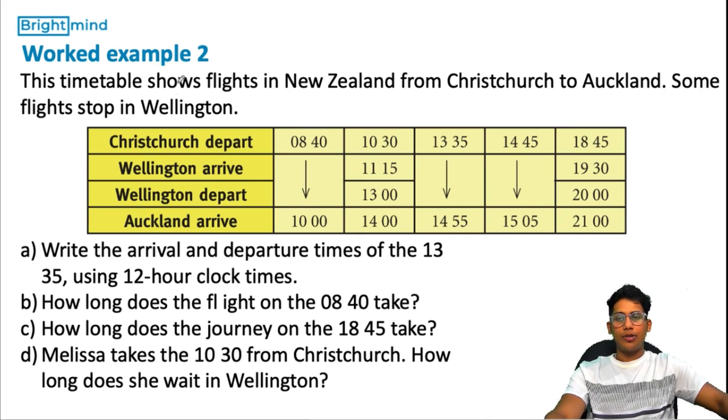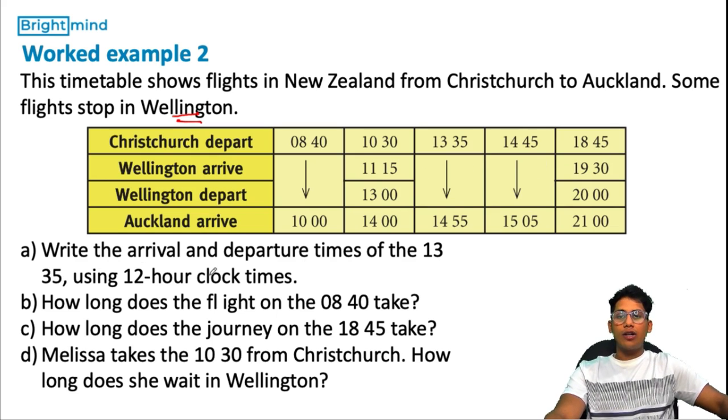Here's worked example number 2. This timetable shows flights in New Zealand from Christchurch to Auckland. Some flights stop in Wellington. So we have the departure from Christchurch, and then the Wellington arrival is at this time, and then the Wellington departure is at this time, and then they directly arrive at Auckland. Some of the flights arrive directly at Auckland while some pass through Wellington, right?